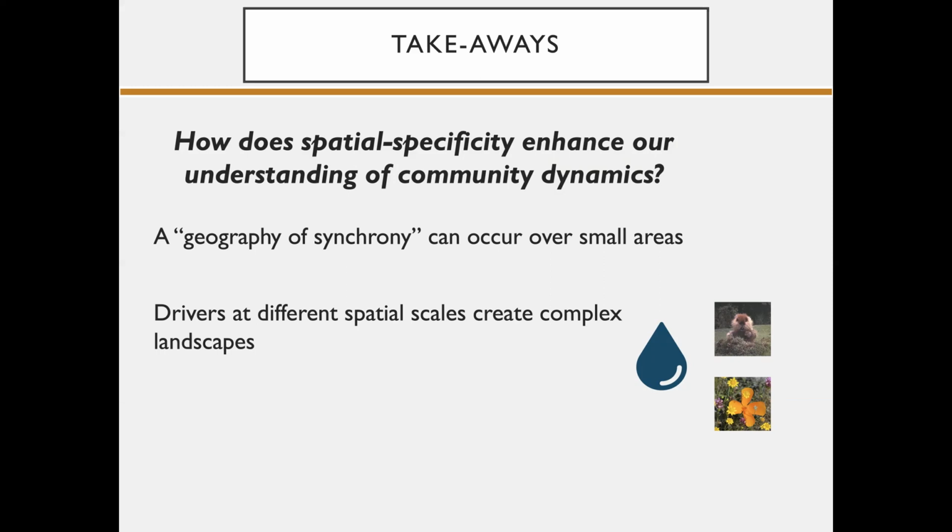Second, that drivers at different spatial scales can create these complex landscapes. So you can get these strong relationships between a driver and a response variable, but because there's a spatial partitioning to that driver, you get this really heterogeneous landscape. And finally, by having that spatial complexity, you can increase landscape stability because different things are doing different things in different places at different times. So species are having this network of responses that differs from one to the next.